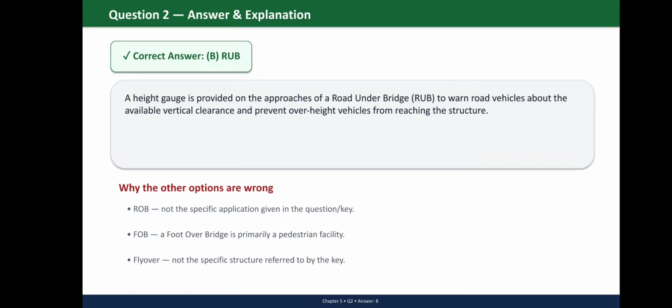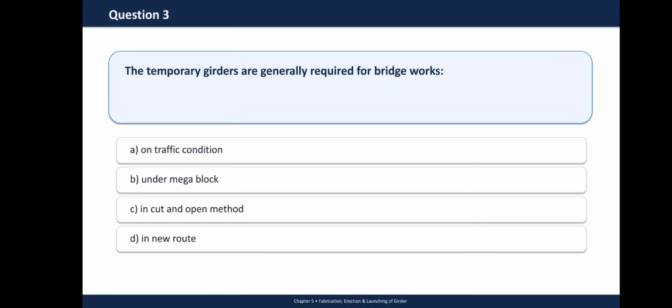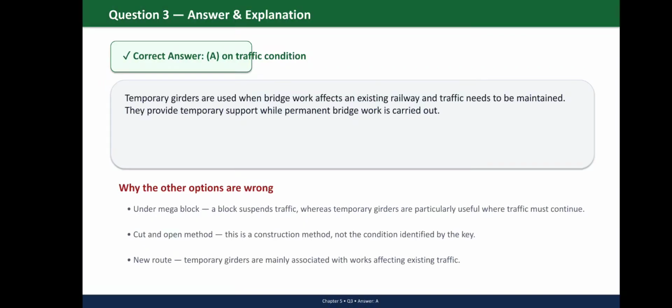Question 3. The temporary girders are generally required for bridge works. Options: A. On traffic condition, B. Under mega block, C. In cut and open method, D. In new route. Correct answer is A. On traffic condition. Explanation. Temporary girders are used when bridge work affects an existing railway line where traffic needs to be maintained during construction.